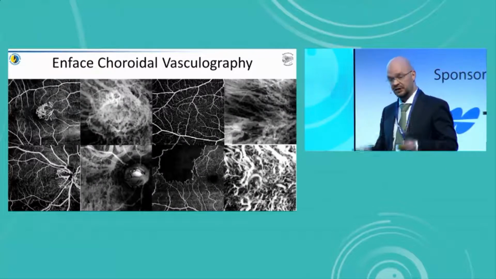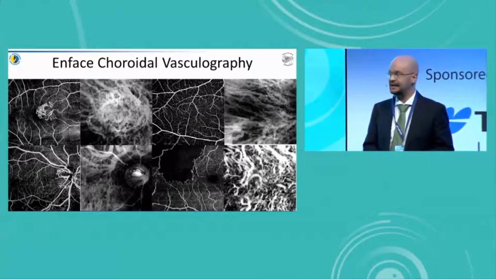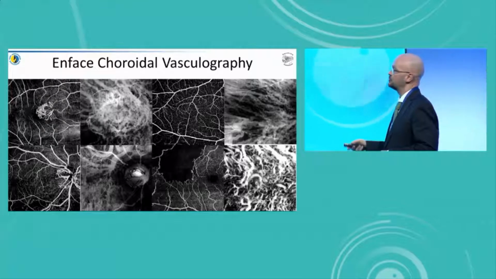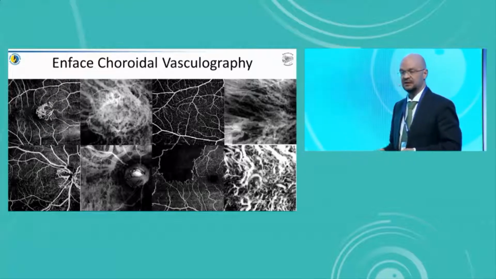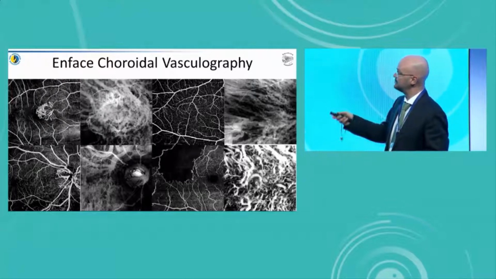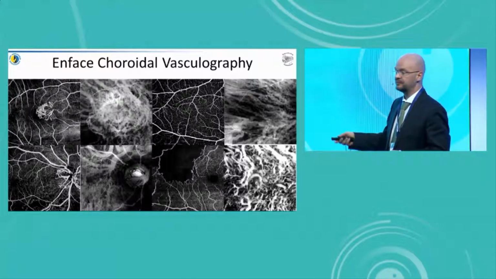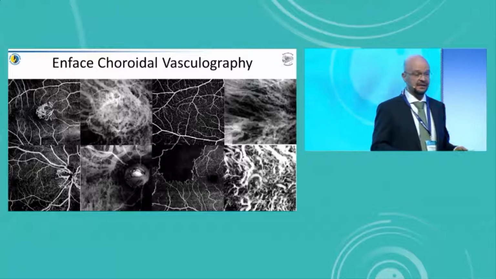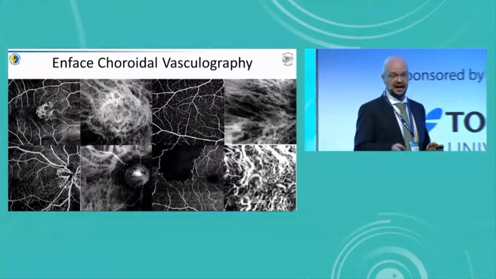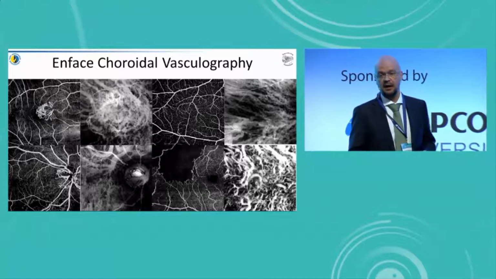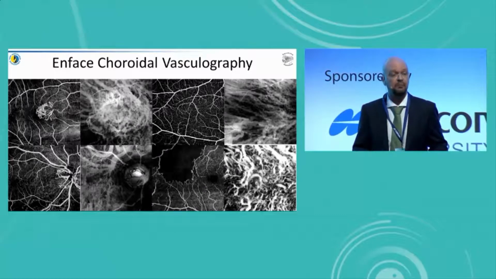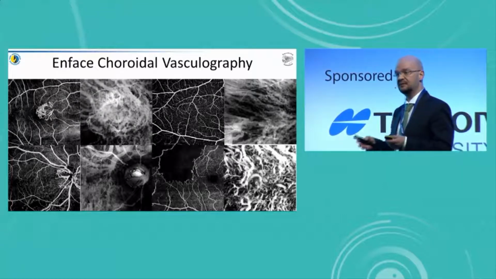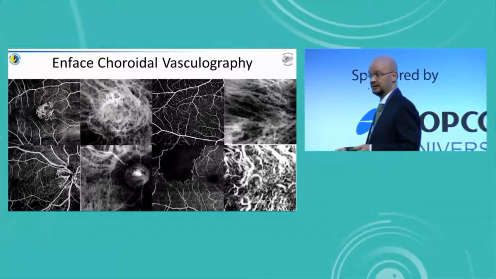Now, the question that I had was, is it possible, using the data from the OCT-A, to get some kind of information of the choroidal vasculature? Is it possible to do an OCT angiography of the choroid? And the answer is, quite frankly, no. And if you looked at my previous presentation, the reason for that is quite clear.